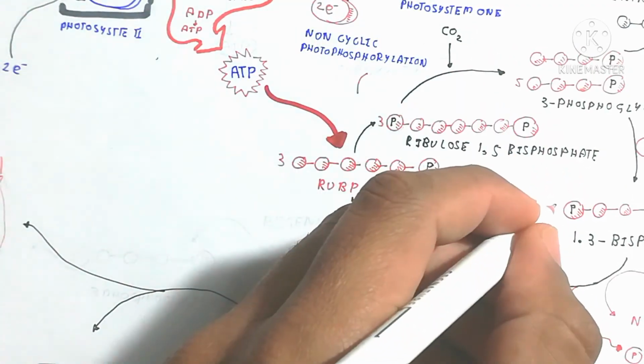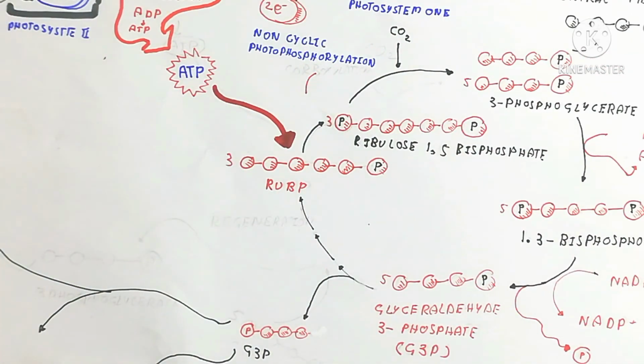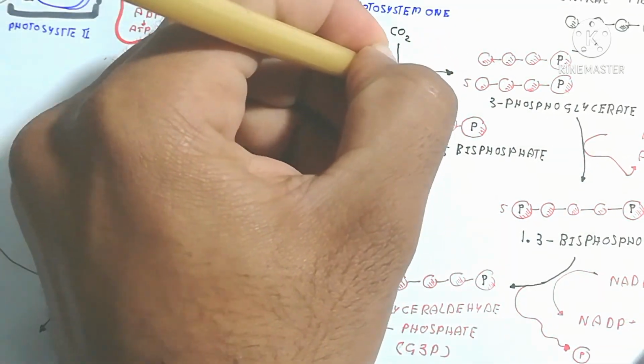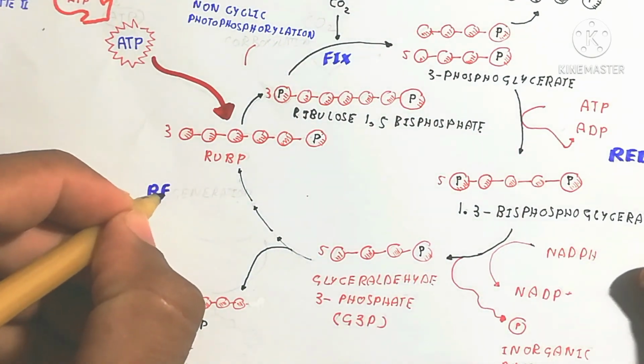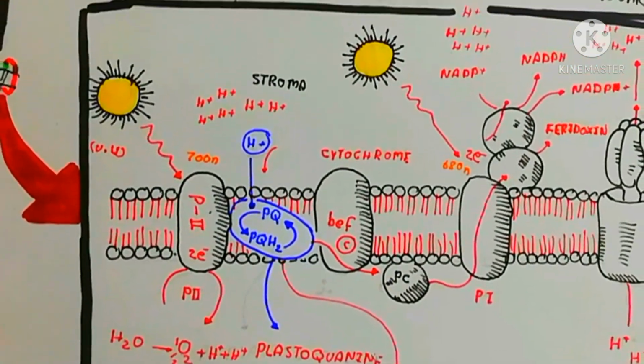So 3-phosphoglycerate is produced by the fixation of carbon dioxide, and it uses ATP to produce 1,3-bisphosphoglycerate, and this is used for dehydrogenation to produce those products.